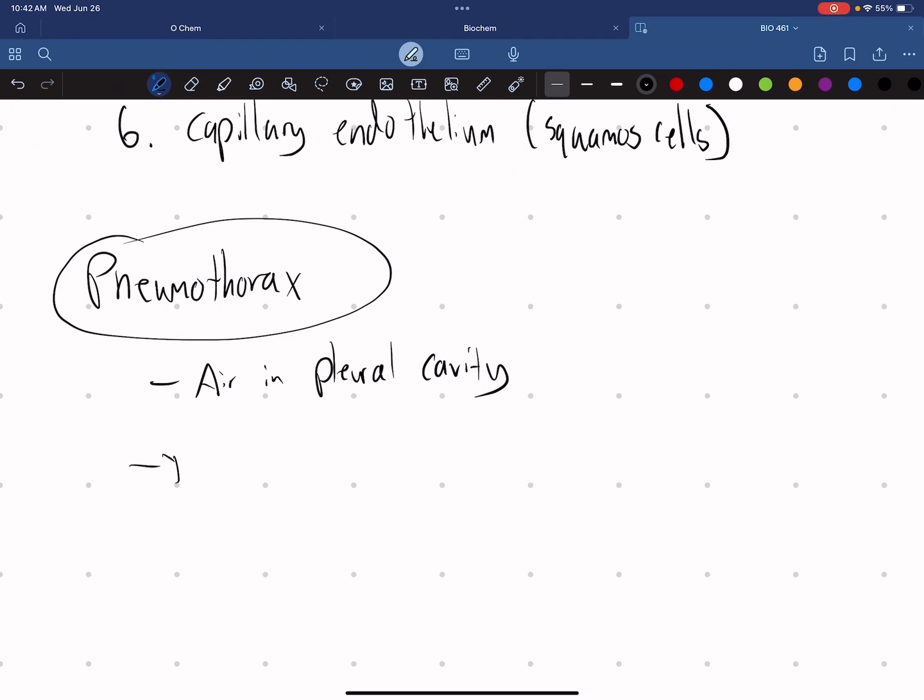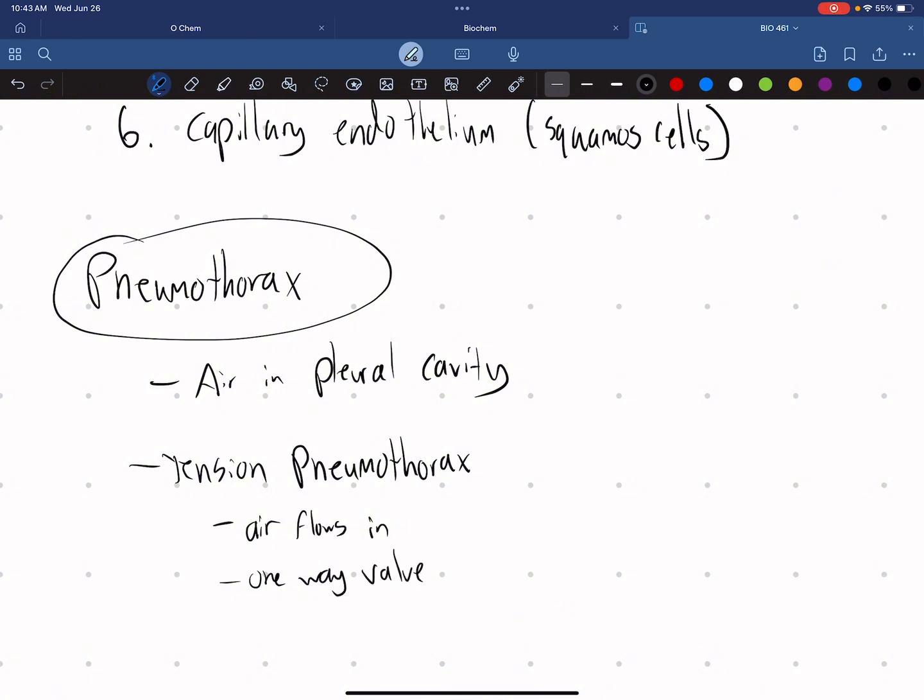So what we know is there's a tension pneumothorax, which is caused by damage to the tissue where air flows into the pleural space, but it cannot flow out. So we kind of make a one-way valve. And so this built-up pressure in the pleural space can cause problems. It can reduce venous return to the heart and can potentially be life-threatening.